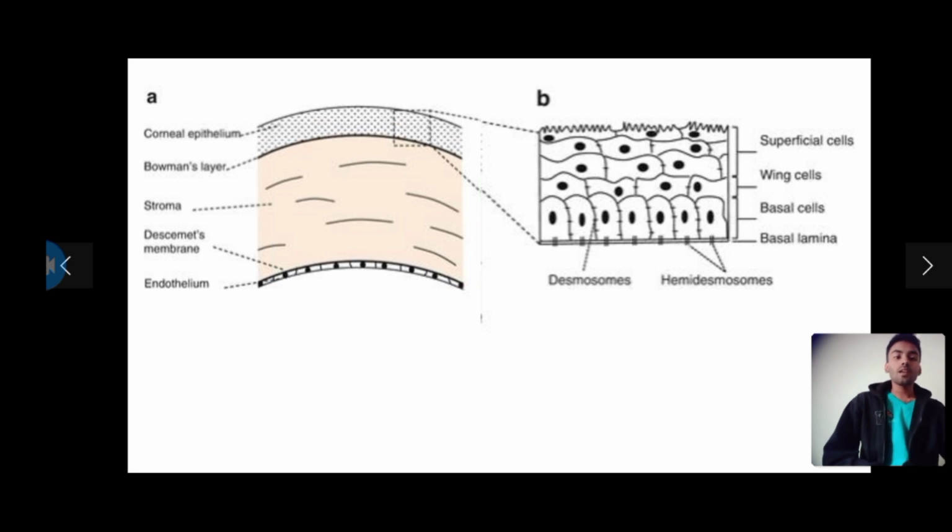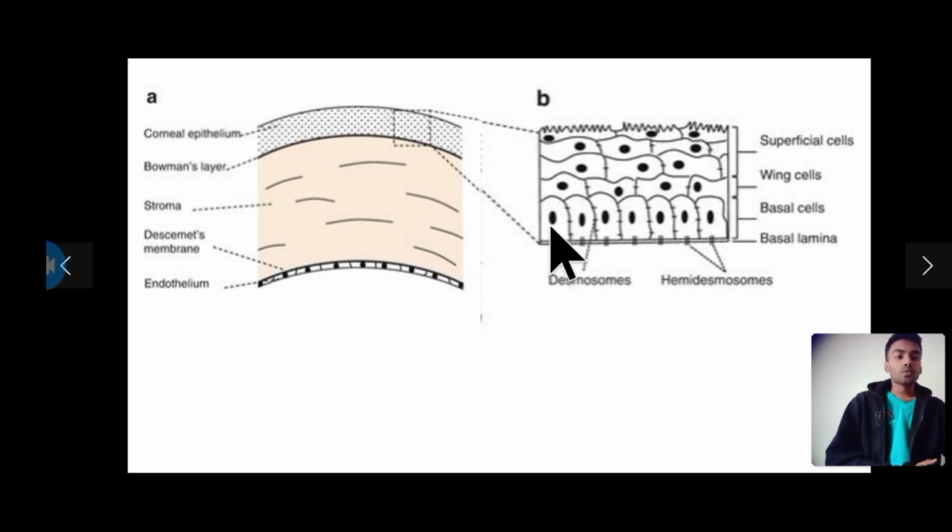The nucleus of these columnar cells is oval in shape, and these columnar cells are attached to the other columnar cells medially and to the wing cells above through tight intercellular junctions. The names of the intercellular junctions are desmosomes, zonula occludens, and macula occludens.